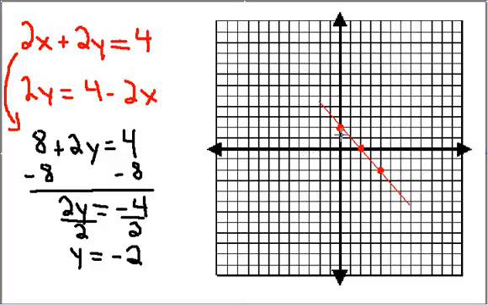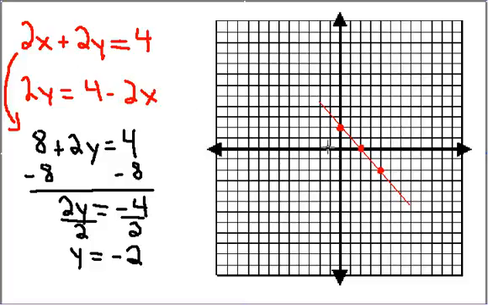Our first ordered pair for this line was 0, 2. When x is 0, y is 2. Well, let's put in an x down here of 0. Well, 2 times 0 is 0. 4 minus 0 is 4. And then we put a 2 for y over here on the left-hand side. 2 times 2 is 4. 4 equals 4. So we can see here that this point of 0, 2 also works for this equation.